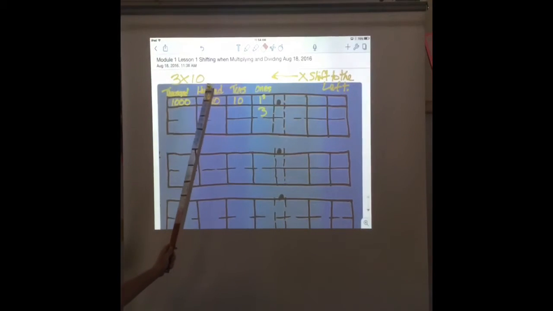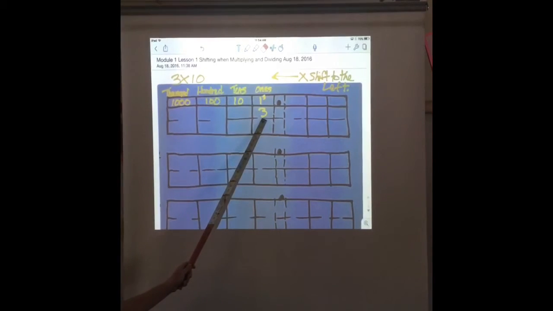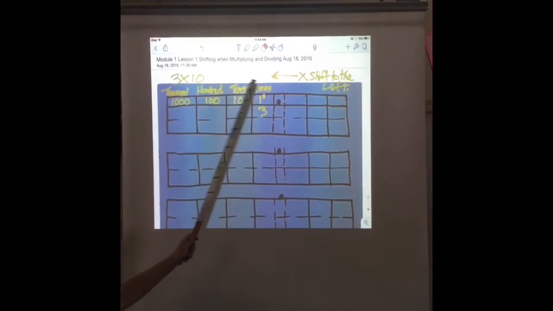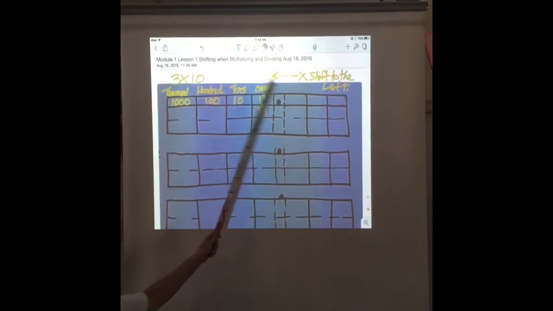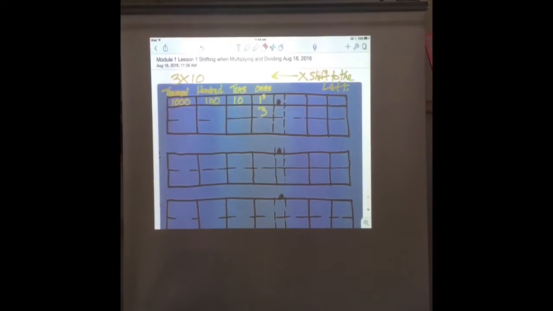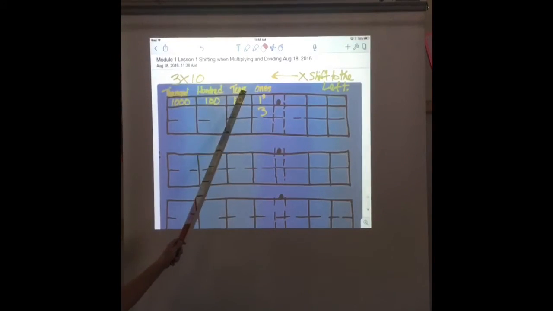If you notice, we have our multiplication problem up here. It is 3 times 10. I put my 3. Why did I put my 3 in this category? Because it's the ones. So, whenever I multiply, I want to shift to the left. And later in dividing, we'll shift our numbers in the opposite direction. But for right now, we're going to multiply, so we're going to shift to the left.